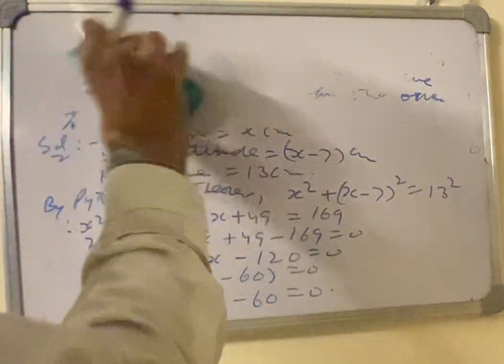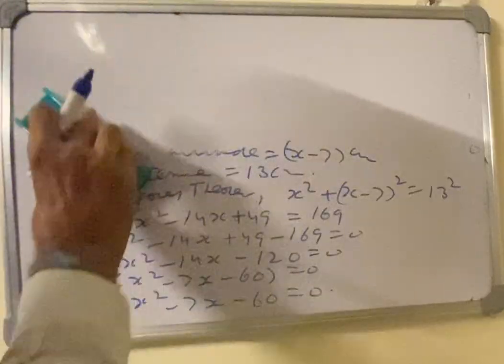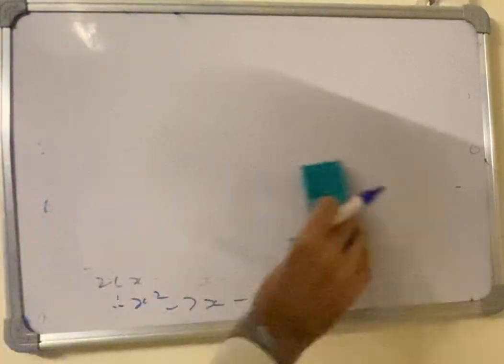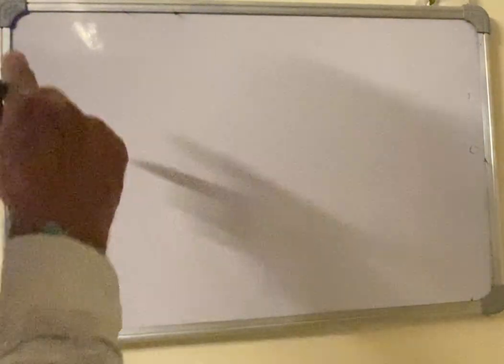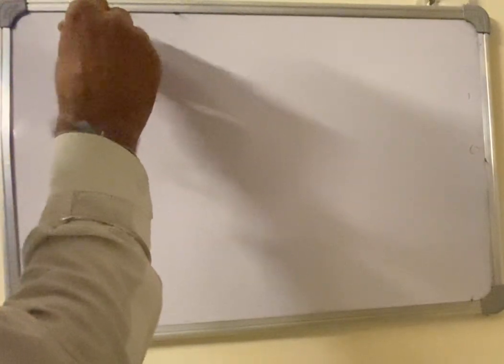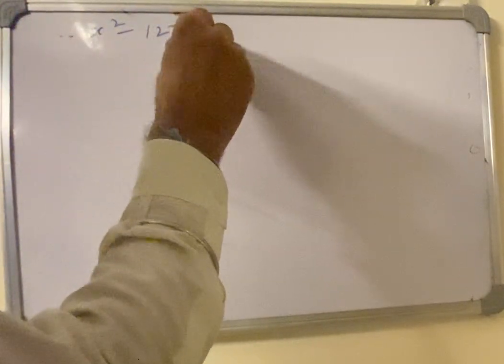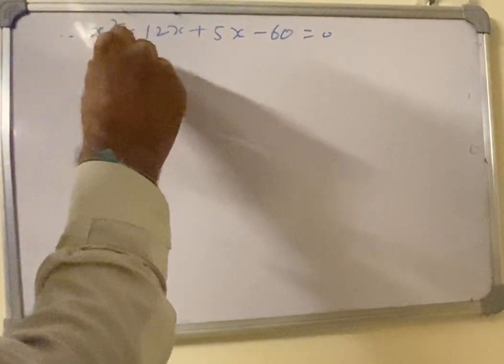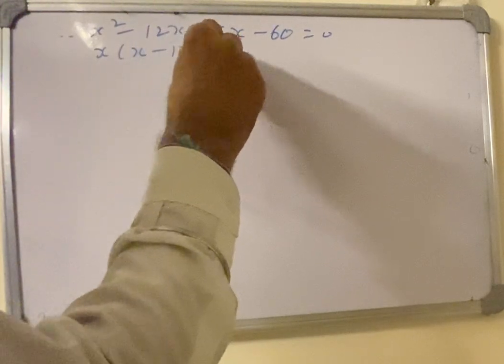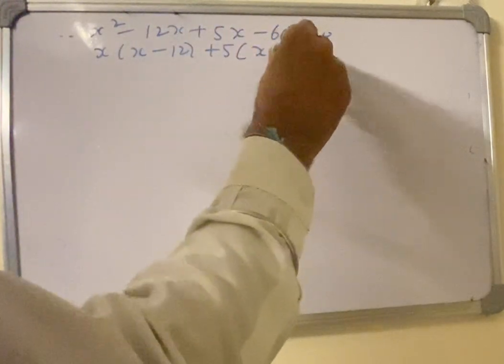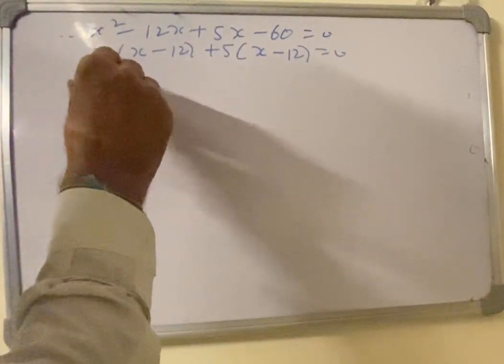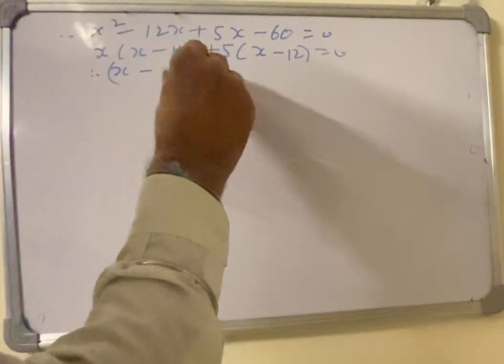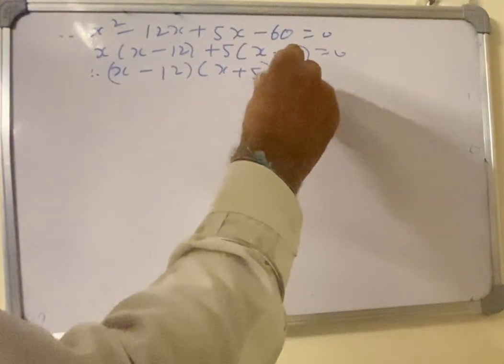The difference should be 7 and the product should be 60. So they are 12 and 5. Therefore, x square minus 12x plus 5x minus 60 is equal to 0. From the first two, x is common, x minus 12. From the last two, 5 is common, x minus 12 is equal to 0. x minus 12 is a common factor, therefore (x minus 12) into (x plus 5) is equal to 0.